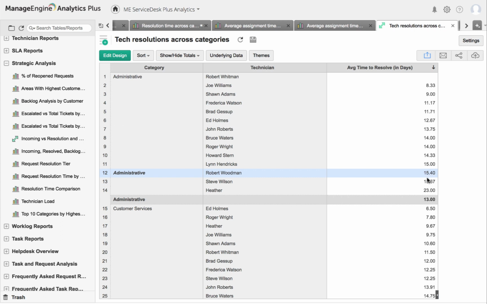Now, for example, Heather's resolution time when it comes to administrative requests is the highest among the group. It's at about 23 days, which is 10 days more than the overall average. So it is important to do this exercise, especially when you have new technicians in your help desk. It is best to ensure new technicians receive comprehensive training before inducting them into the help desk. It is better to teach them things early on.